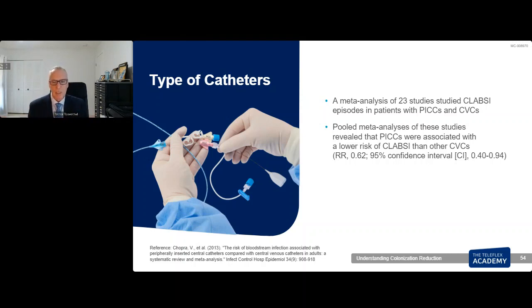0.62 is low risk. And another tip, when you have a relative risk, you need to subtract it from 1, meaning that this is 38% fewer infections. 0.62 means 38% fewer infections.